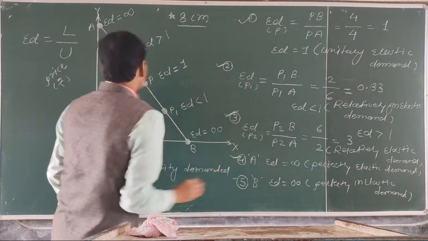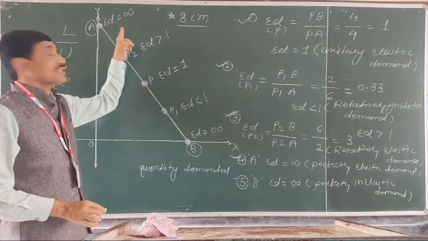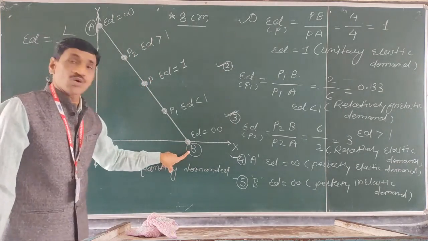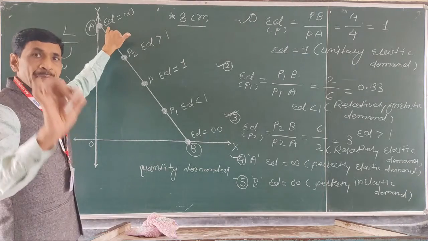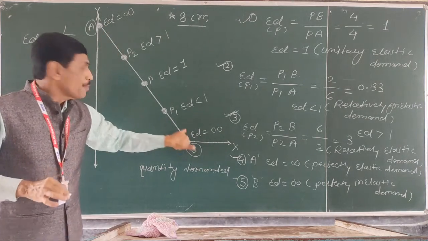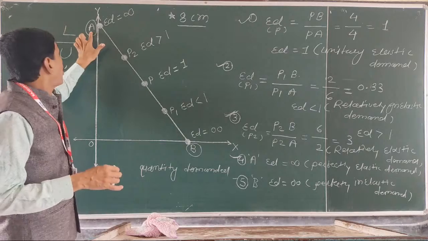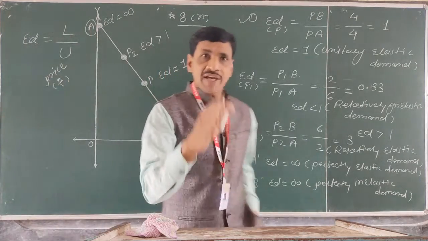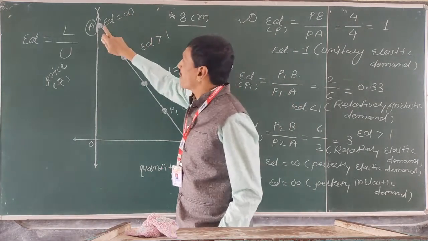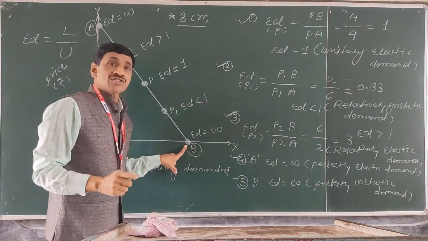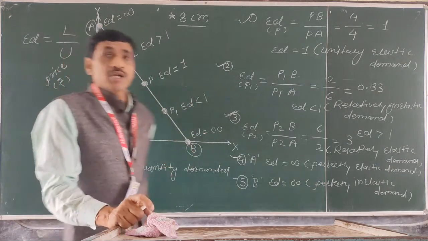Now look at point A and point B. Point A shows that the elasticity of demand is infinite, and point B shows that the elasticity of demand is 0. Infinite means perfectly elastic demand, and 0 means perfectly inelastic demand. So at point A, ED is infinite because the upper segment is 0, and at point B the lower segment is 0. That's why at point B ED is 0 and at point A it is infinite.